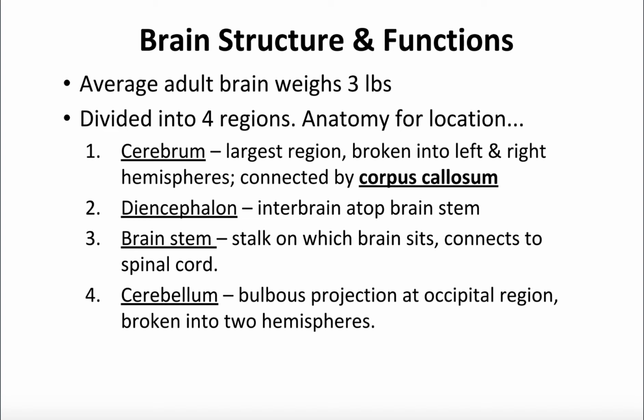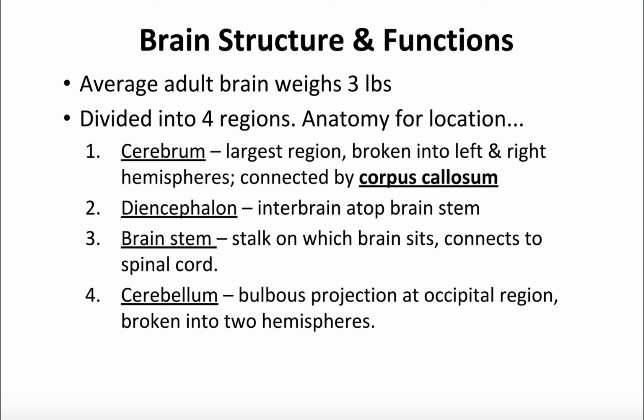All right, so the brain itself, just some overall structures and functions of it. It weighs about 3 pounds, the average adult brain, and the brain overall is divided into 4 regions, and we're going to go into the functions of each of these regions between this lecture and the next one. However, anatomically speaking, there's 4 major regions: the cerebrum, the diencephalon, the brainstem, and the cerebellum.